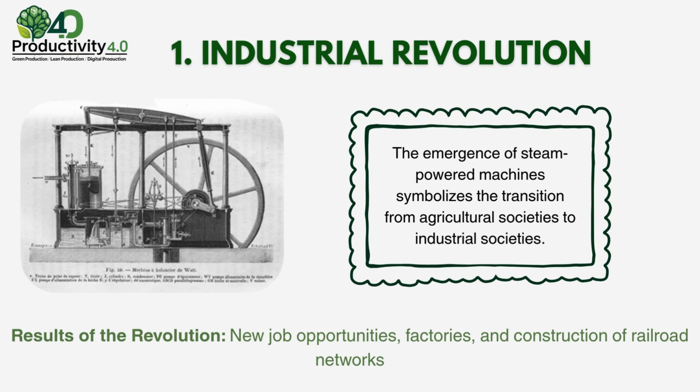The first stage of the Industrial Revolution marks the transition from an agricultural society to an industrial one through the integration of steam power into production. The establishment of factories, expansion of railway networks, and emergence of new occupations accelerated economic growth and radically changed social structures. This transformation is considered not only a technological but also a social revolution. The digital transformation we are experiencing today is built on the opportunities and foundations laid by this initial revolution.